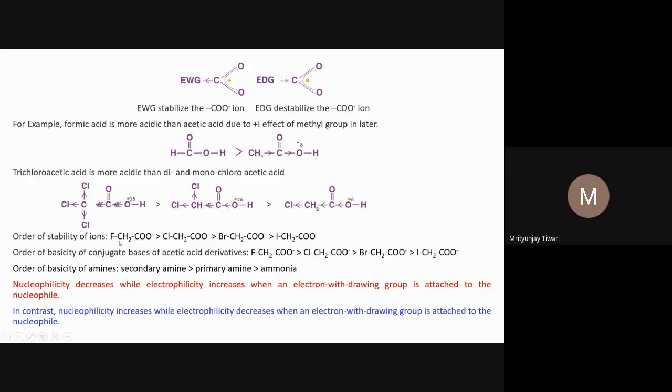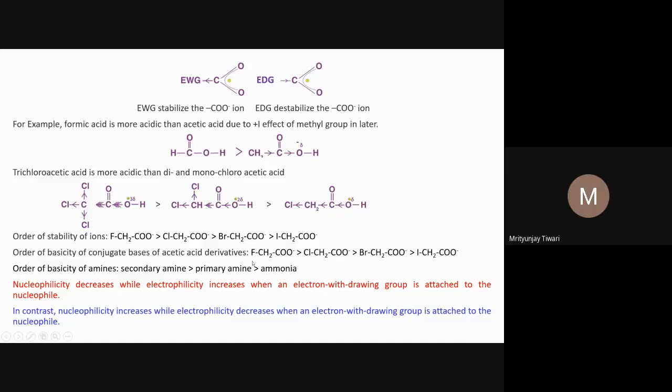And so what do we see? The order of stability of these ions will be this. The fluoroacetate ion will be more stable than the chloroacetate ion. The chloroacetate ion will be more stable than the bromoacetate ion, and the bromoacetate ion will be more stable than the iodoacetate ion. So fluoroacetic acid is the strongest acid, then will come chloroacetic acid, then bromoacetic acid, then iodoacetic acid.